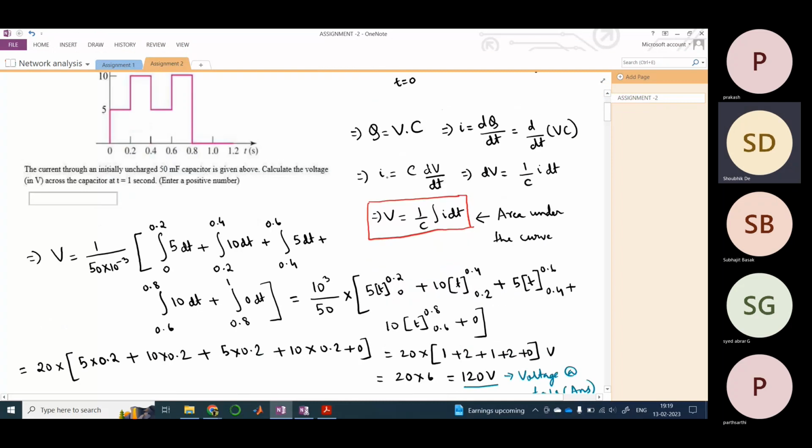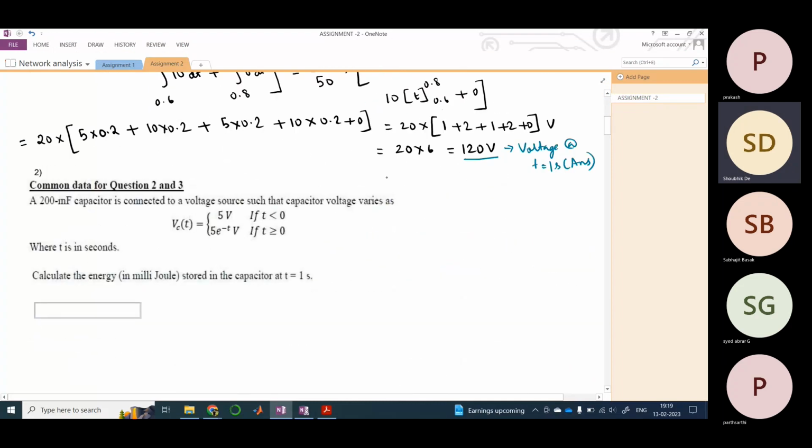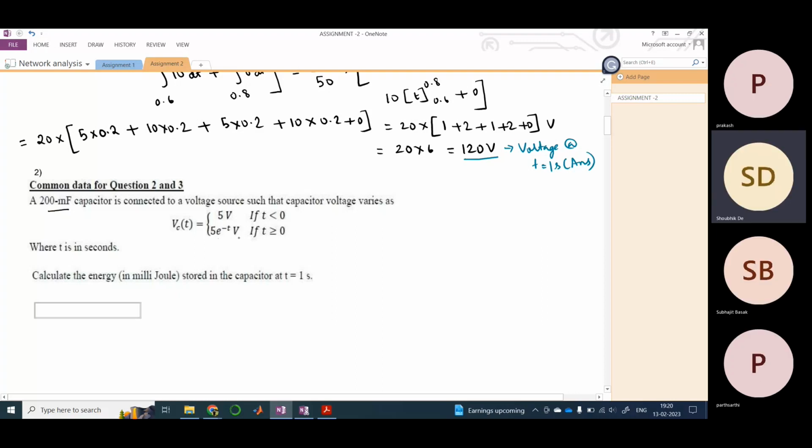Okay, so now let us go to the next question. This is a common data question for questions 2 and 3. Here they have told us that a 200 millifarad capacitor is connected to a voltage source such that the capacitor voltage varies using this formula. It is an exponentially decreasing function, 5 into e to the power minus t.